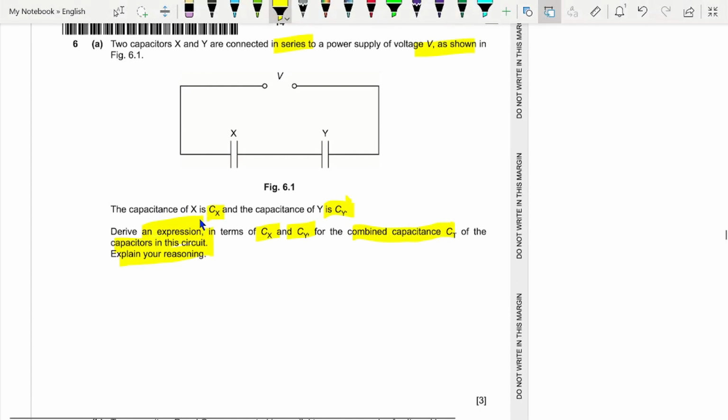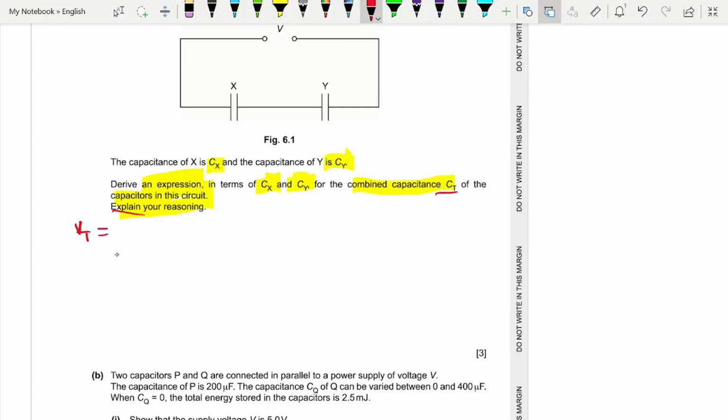So, for capacitors in series, what do I know? I know that the total potential, from Kirchhoff's laws, Vt is equal to Vx plus Vy. The total electric potential is going to be Vx plus Vy. But what do I know? Let's do this a little bit faster.